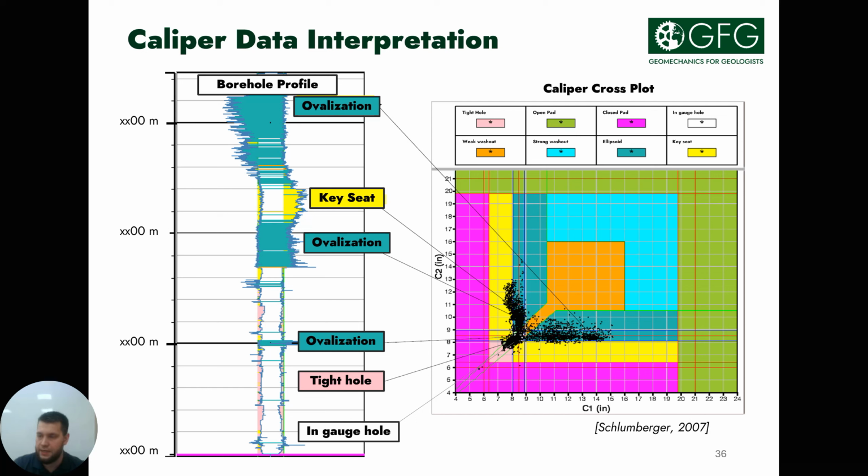If you build a correlation graph between the arms of caliper C1 and C2, then within the colored zones you can distinguish various types of borehole destruction. For example, ovalization, key seats, tight hole, enlarged hole, etc. types.